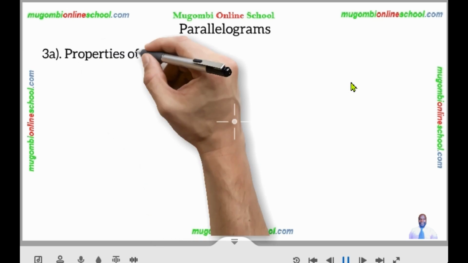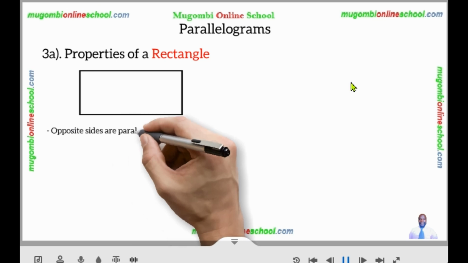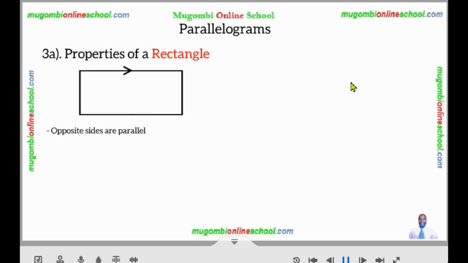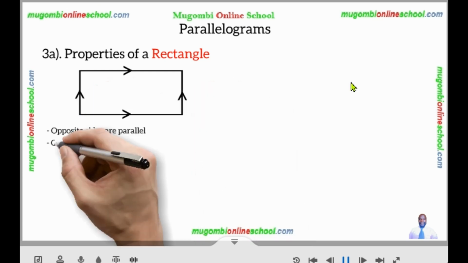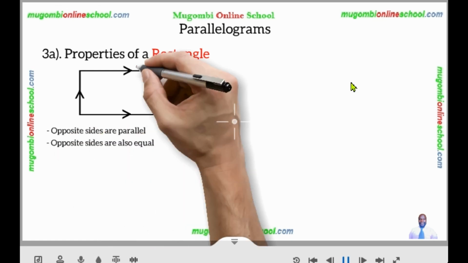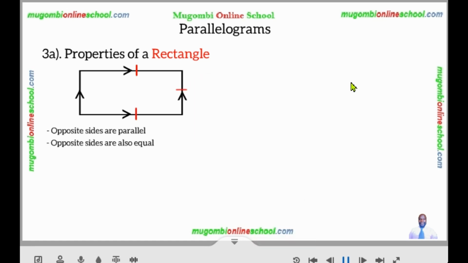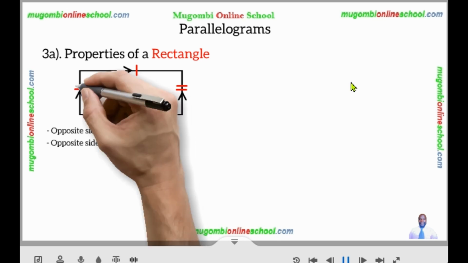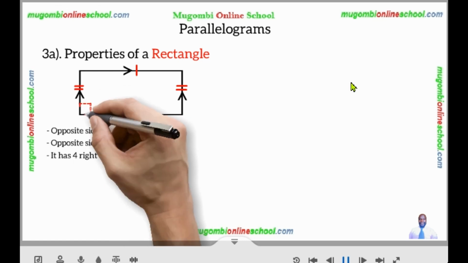Let me explain about parallelograms. Properties of a rectangle as the first parallelogram. A rectangle has got opposite sides that are parallel. This side is opposite to this one, and they are parallel. And this side is opposite to this one, and they are parallel. Then in option 2, opposite sides are also equal. Both sides are equal, and this one, which is opposite to this other side, they are also equal. That is another property. And then another property, it has 4 right angles.